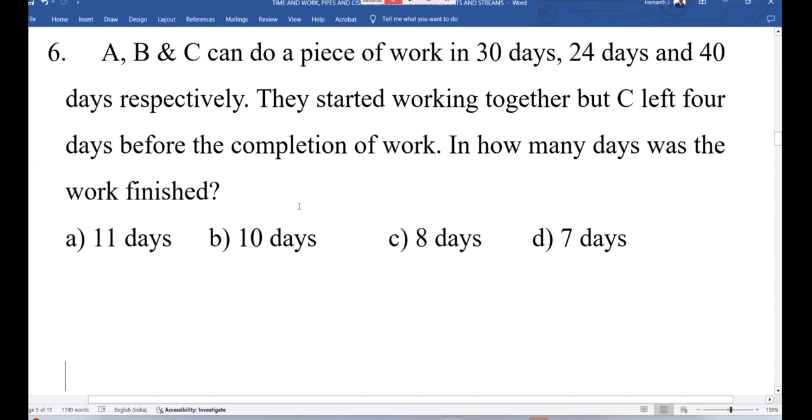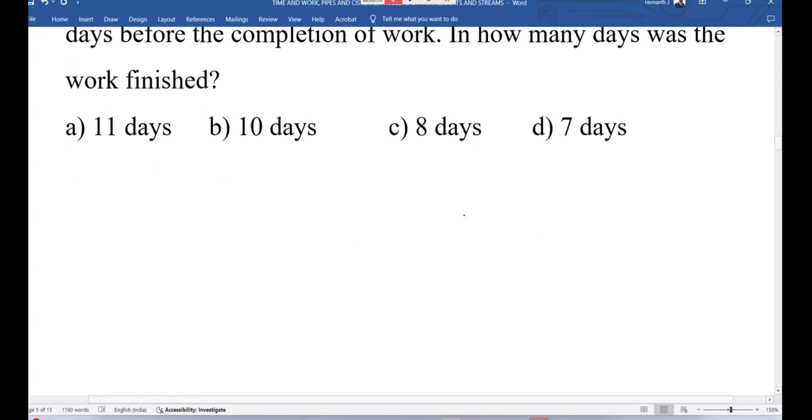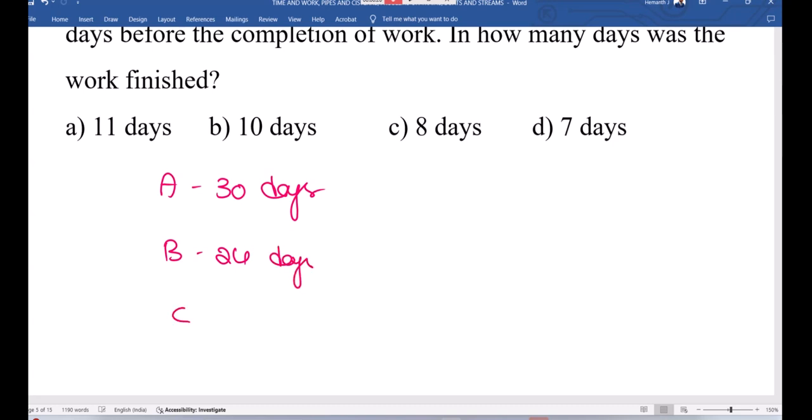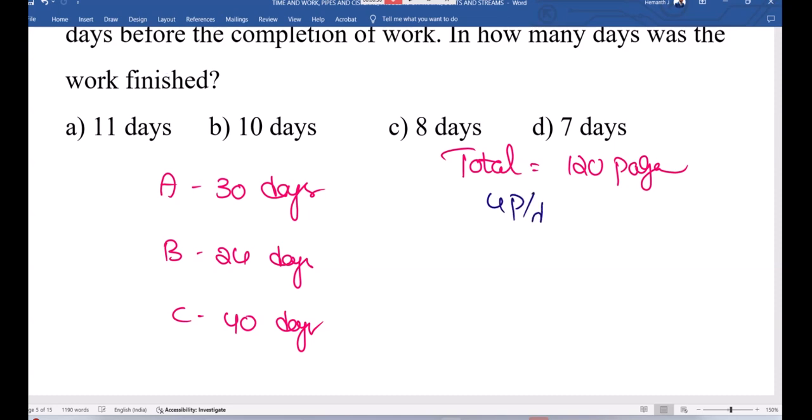Sixth question they given: A can do the work in 30 days, B can do the work in 24, C can do the work in 40 days. Total work we can assume as 120 pages. We will consider total work is equal to 120 pages. Then as per this, A can complete 4 pages per day, B can complete 5 pages per day, C can complete 3 pages per day. This is the scenario.